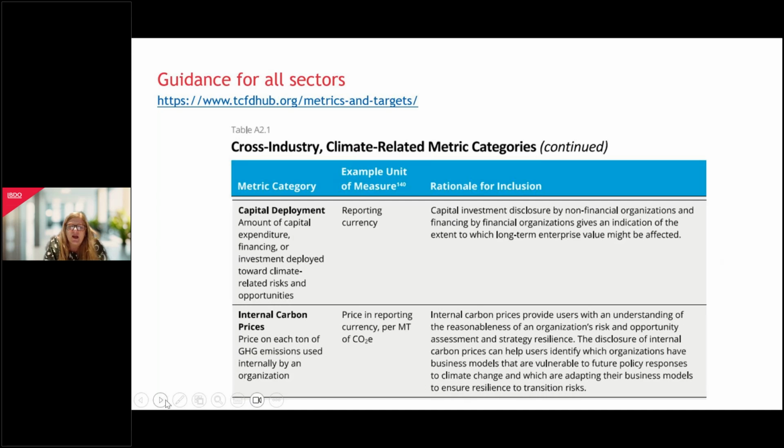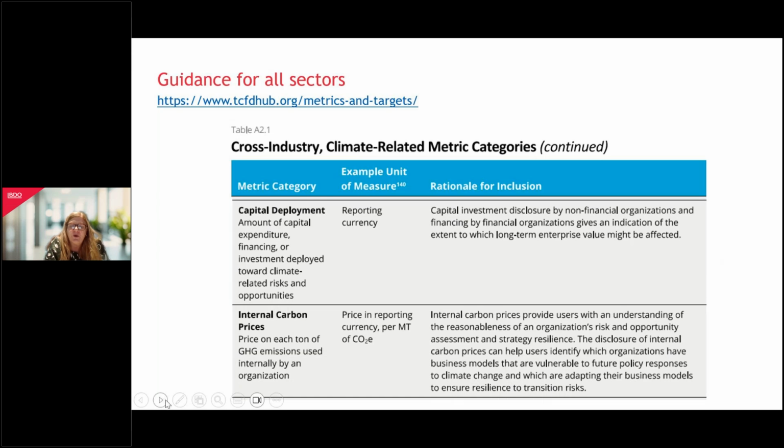Another one is climate-related capital deployment. What is the amount of capital expenditure, financing or investment that the organization has deployed toward climate-related risks and opportunities? I think that will be a good indication of to what extent the organization is resilient and responding to climate-related risks and opportunities. And then another one was internal carbon prices.